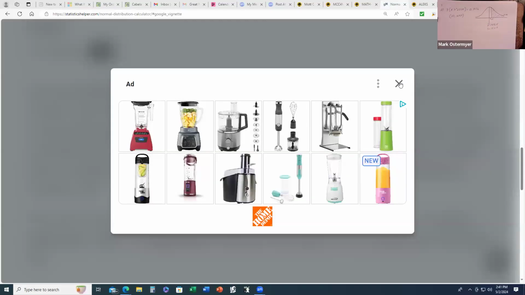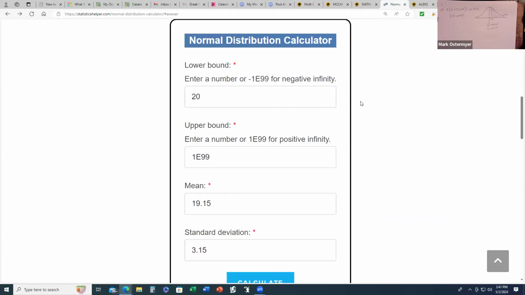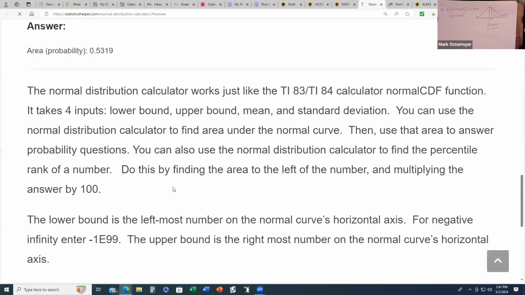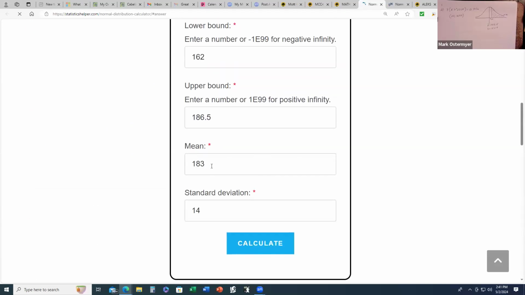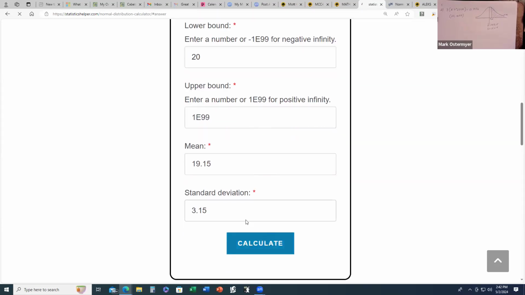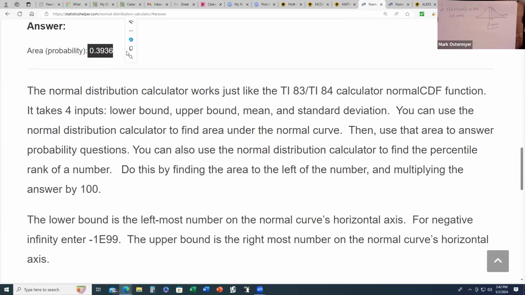Again, let me show you what I typed into this calculator. Again, we accessed this calculator from our Canvas course site and clicked on the normal calculator link. And then for the lower bound, I typed in $20. Upper bound is 1e to the 99th power. The mean of this distribution is $19.15. And the standard deviation is $3.15. Then I just clicked on calculate. And we get our area right here, which is 0.3936.